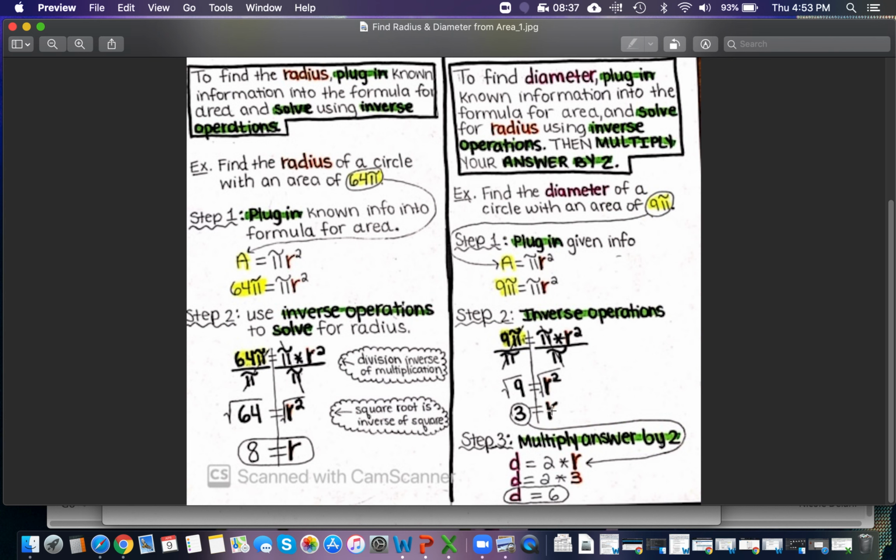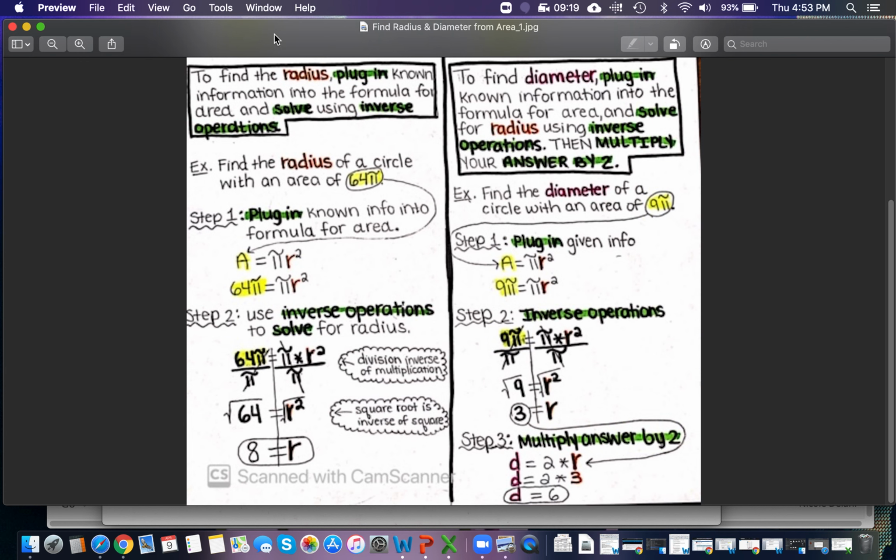Now that I know the radius, all I need to do is multiply that by 2, because the diameter is 2 times the radius. So if I plug in the radius, which is 3, here I have the diameter equals 2 times 3, or the diameter equals 6. So again, it's a similar process. We just have an extra step that we need to do, because with our formula we're solving for radius, but in these kinds of problems, they really want the diameter, so we just have to do that final step of multiplying our answer by 2, because the diameter is 2 times the radius.